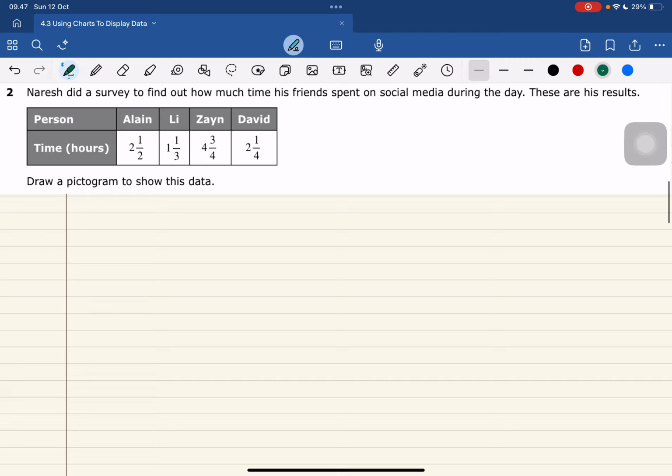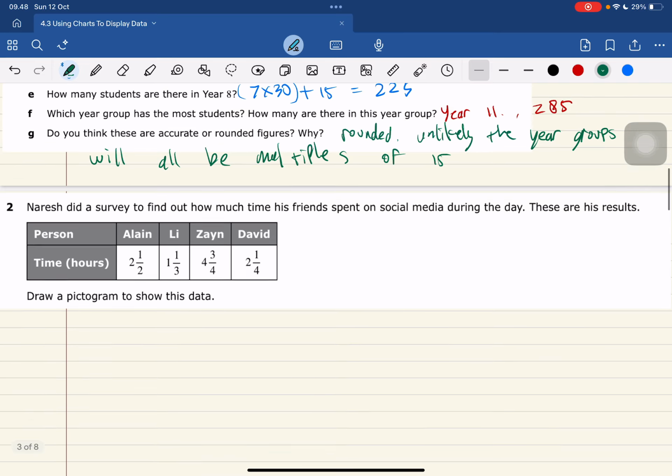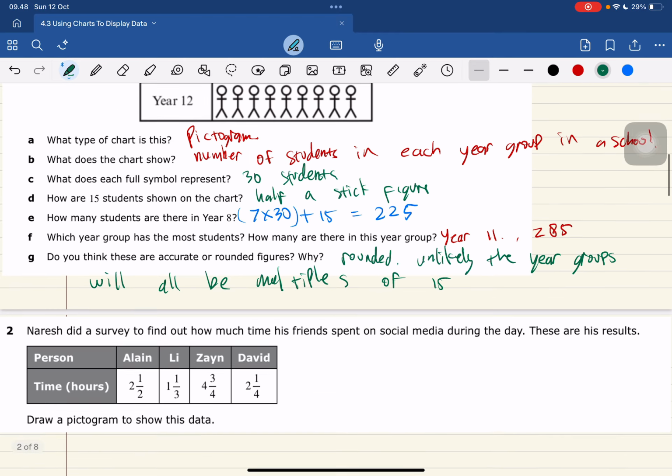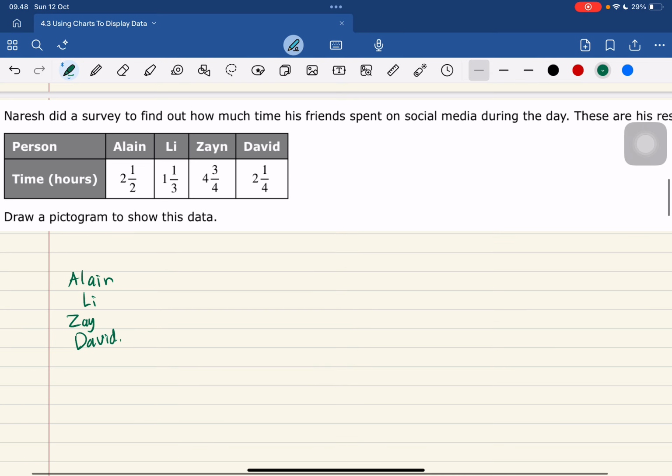Number 2. Neres did a survey to find out how much time his friends spend on social media during the day. These are the results. Draw a pictogram to show this data. So let's make it. This is Alain, this is Lee, Jean, and then David. I will make it with a whole circle. This represents 1.